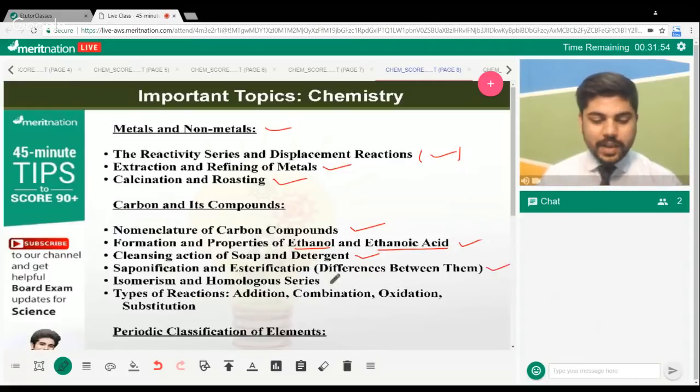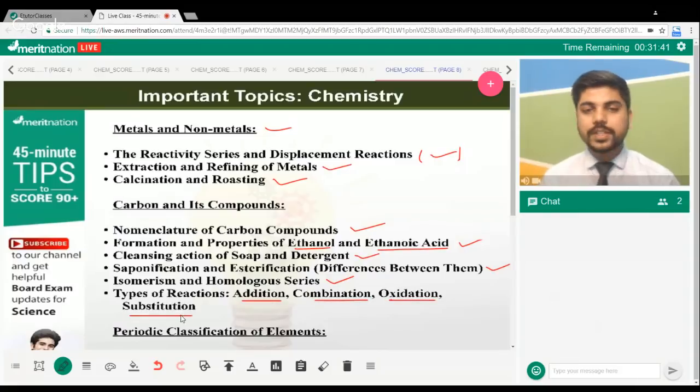Isomerism and homologous series, again an important part. You should know the types of reaction in carbon and its compounds. You must be knowing this thing, that addition, combination, oxidation, substitution, these are the types of reaction. Okay. You must have also heard of hydrogenation. That's a part of addition reaction, right?